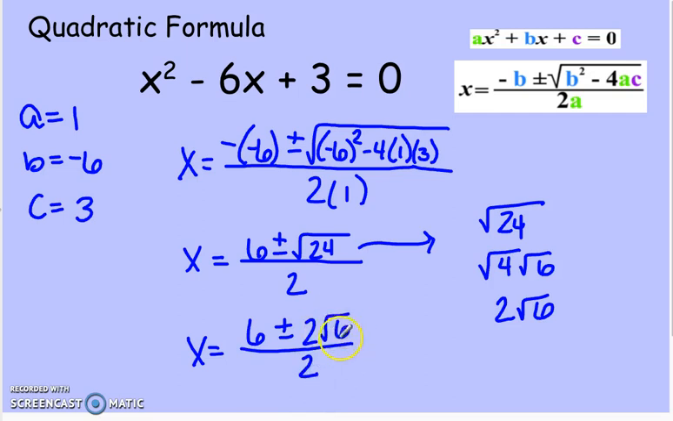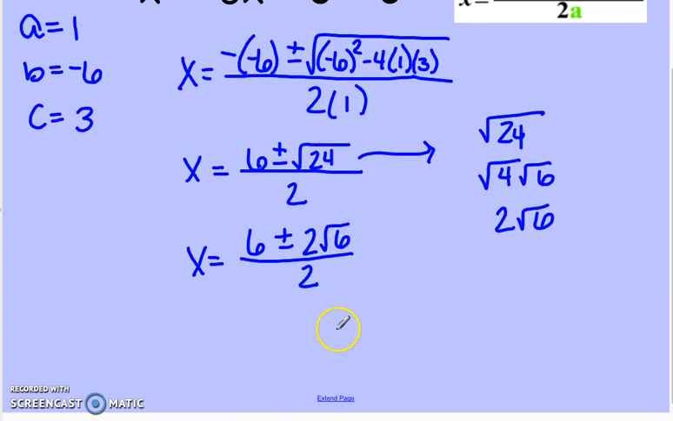Now, we have a radical in the equation, so we do not have to split it up, although you can split it up if you want to. You do not have to. So this is done as long as the whole numbers do not have something in common. Well, our whole numbers are 6, 2, and 2, and all of those are divisible by 2. So we're going to reduce those numbers all by 2.